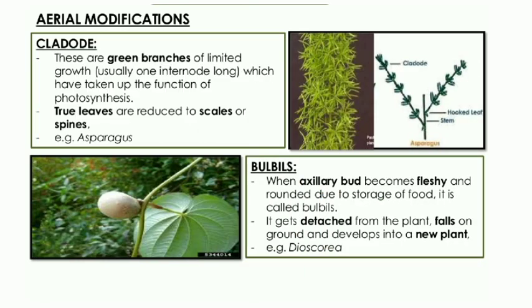So this is enough for this class. We shall discuss a few more types in the next class. Mostly in the next class we shall discuss the basic structure and functions of the leaves. It is enough about stem. We shall move on to the study of the leaves.